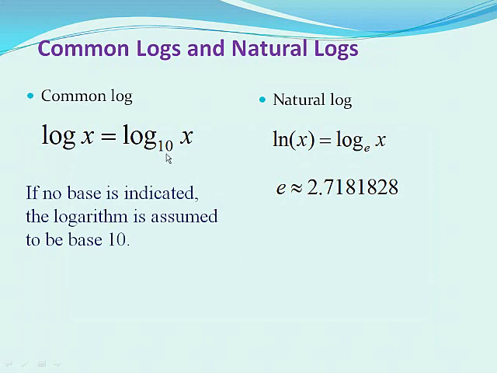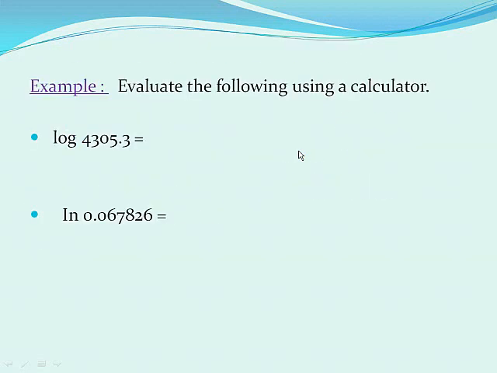Log to the base 10 of x is called the common logarithm, and we will write it as log x without the base indicated there. And log to the base e of x, where e is the natural base, is called the natural logarithm, and the notation for that will be ln of x. If no base is indicated, the logarithm is assumed to be base 10.